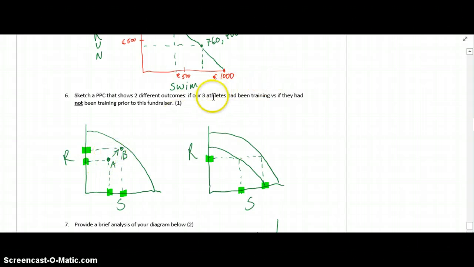Look, if our three athletes aren't training, you could argue that their potential, the PPC, is unmoved, but they're operating somewhere inside of their potential at A. And through training, or getting back into training, they're going to get closer and closer and closer to the PPC, which would be point B.